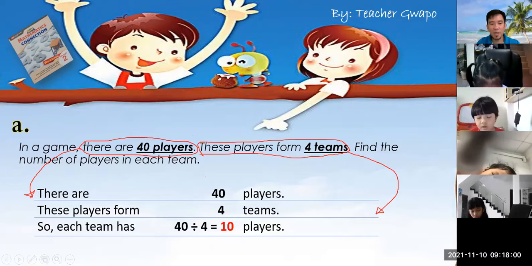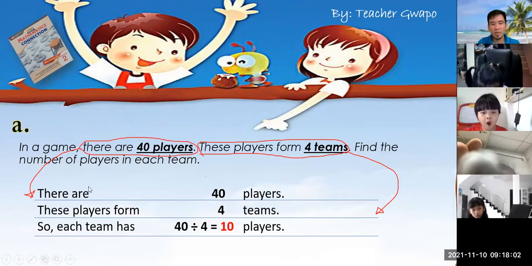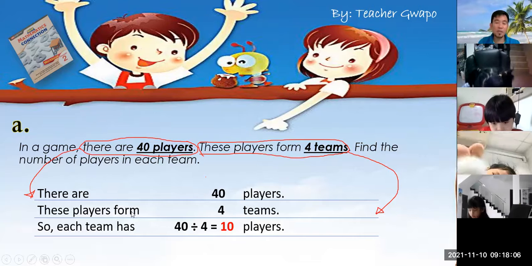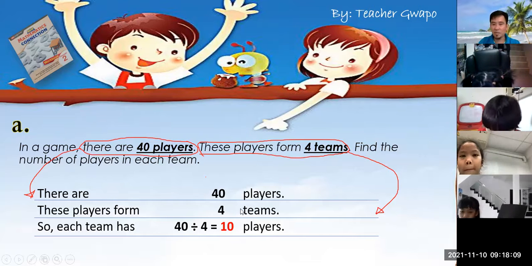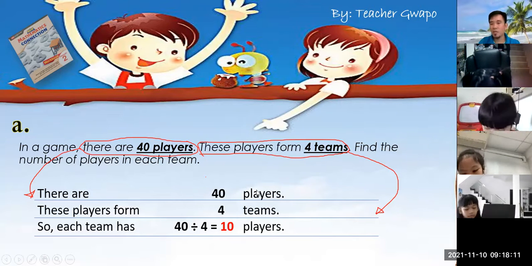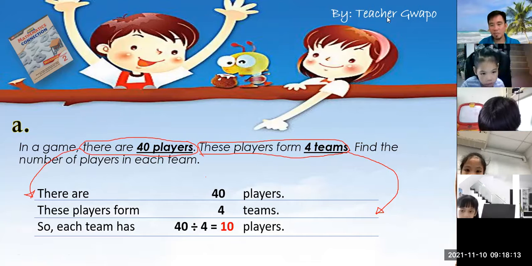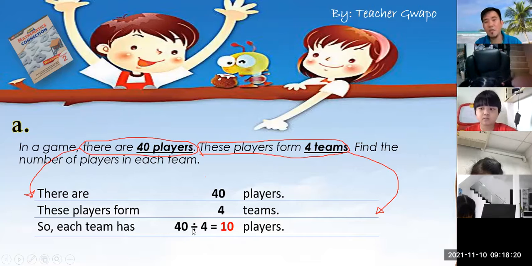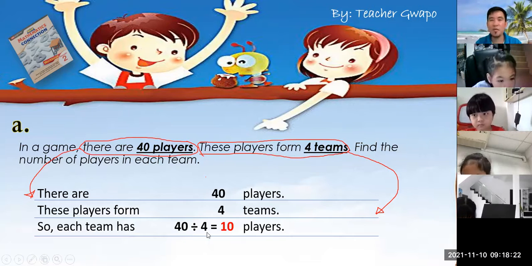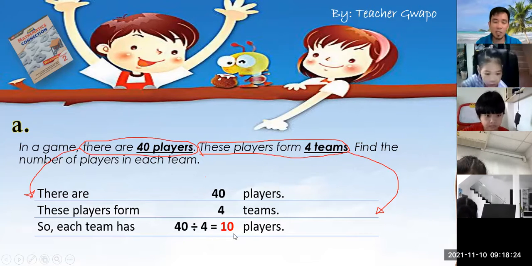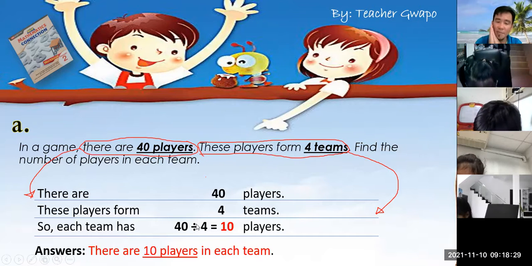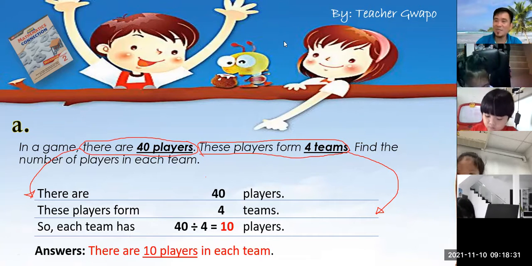So we will do it like this. The first line, we write that there are 40 players. Second line, these players form 4 teams. So each team has 40 players divided by 4 teams equals 10 players. Therefore, the answer here is there are 10 players in each team.